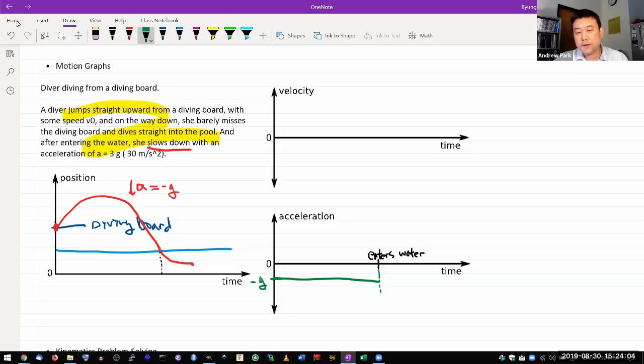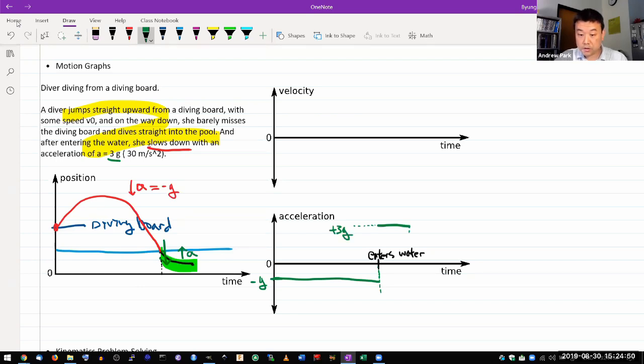And this is where you have to think through carefully whether it should be minus 3g or plus 3g. This is where you want to think in terms of relative directions. The diver, at the moment when she enters water, is moving downward. So in order for her to slow down, the acceleration must be upward. And you can see that represented here in the upward curving position curve. And it's in this acceleration graph that you would make that clear: after the diver enters water, she undergoes an upward acceleration of plus 3g.